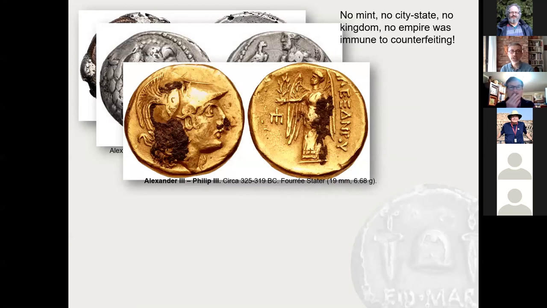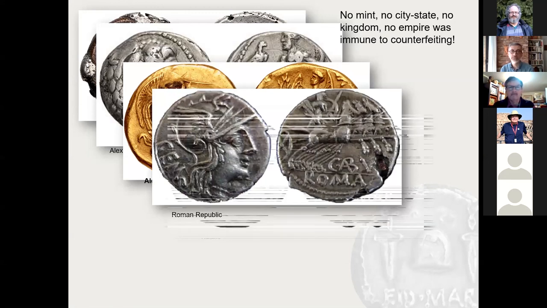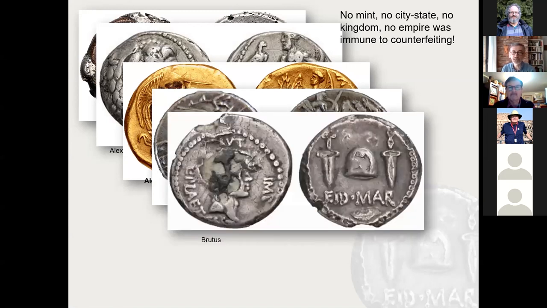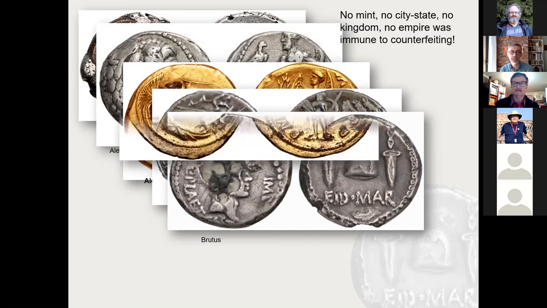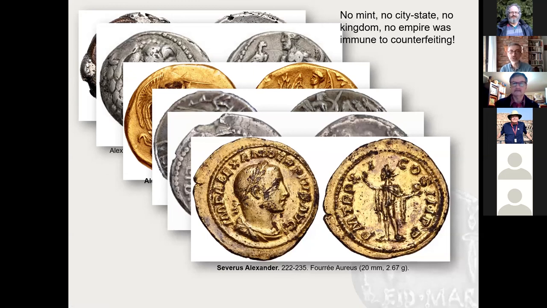Here is an Alexander III, Philip III type with a bronze core, and here is a Roman Republican piece, a very well-known piece. And maybe one of the most famous ones would be an Eid Mar denarius. They are extremely rare, and they sold for ridiculous prices, but counterfeiters simply didn't miss the chance. And then, of course, you have Roman gold coins being counterfeited all along.